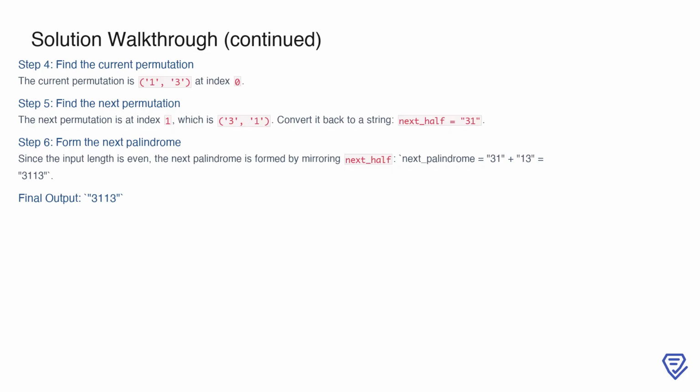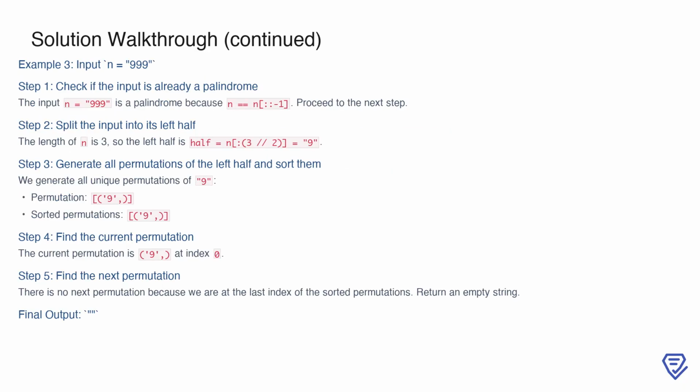Thus, the final output for this example is 3113. In our third example, the input is n equals 999. First, we verify if it's a palindrome, and since 999 equals its reverse, it is confirmed to be one. Next, we split the input into its left half. The string length is 3, so we extract the first character, giving us half equals 9.